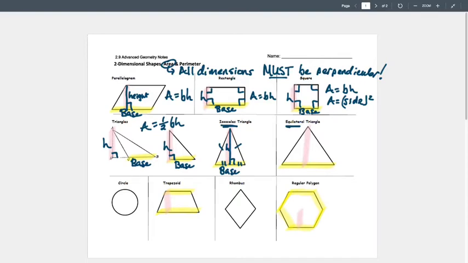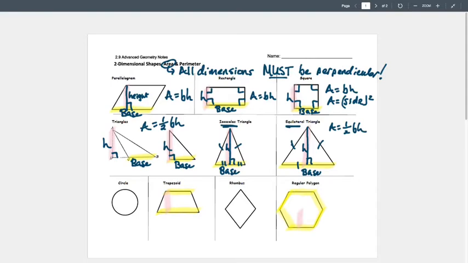Okay, equilateral triangle means all your sides are equal. So if this is my base down here, again, I'm going to have to draw that height on the inside to make sure it's perpendicular. And so my formula is still area equals 1/2 base times height.